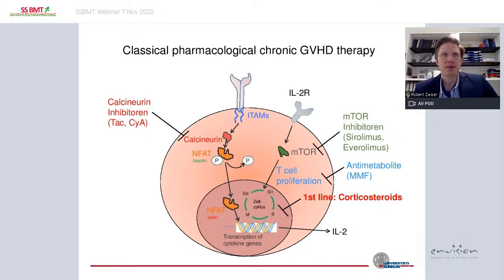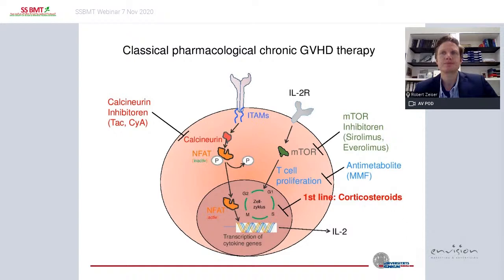I already introduced calcineurin inhibitors. They interfere with calcineurin signaling, which leads to dephosphorylation of NFAT. NFAT wouldn't translocate to the nucleus, where it activates the transcription of cytokine genes. Then you have mTOR inhibitors that are used for chronic GVHD, such as sirolimus or everolimus. They interfere with mTOR signaling and cell cycle progression. Anti-metabolites are being used, and I already talked about corticosteroids.